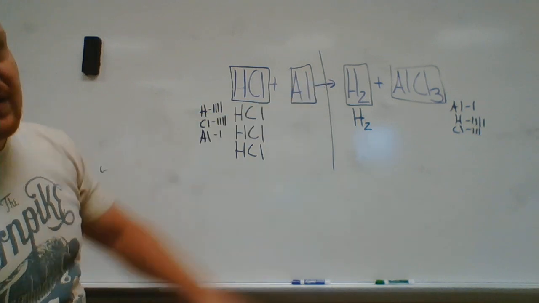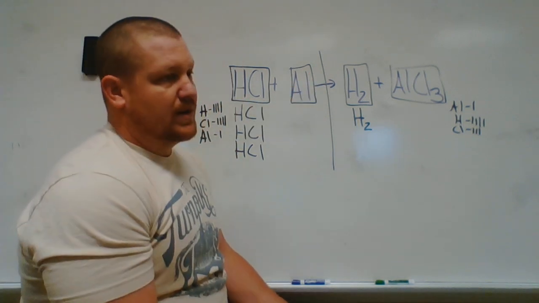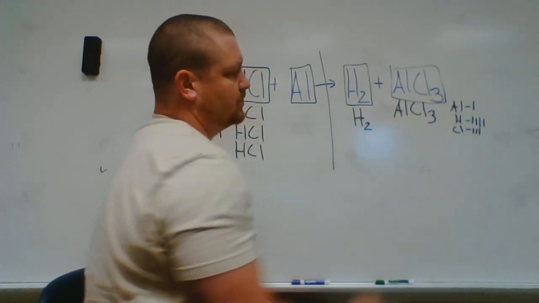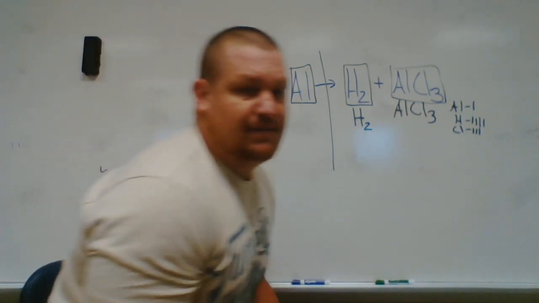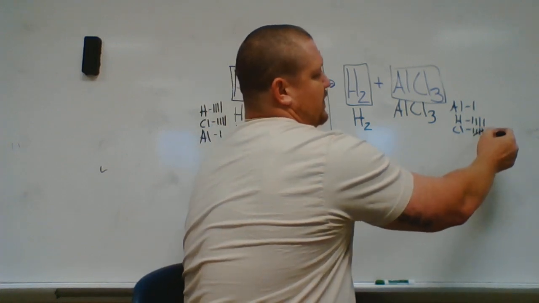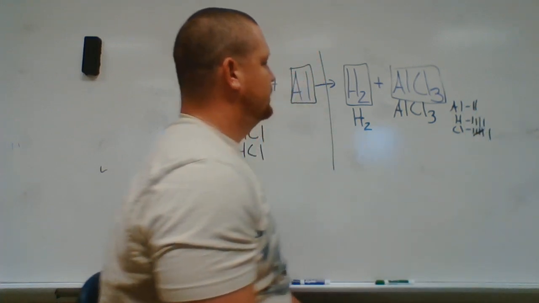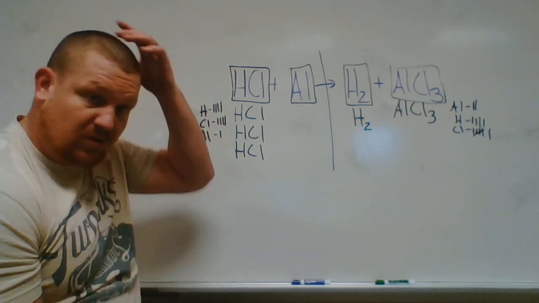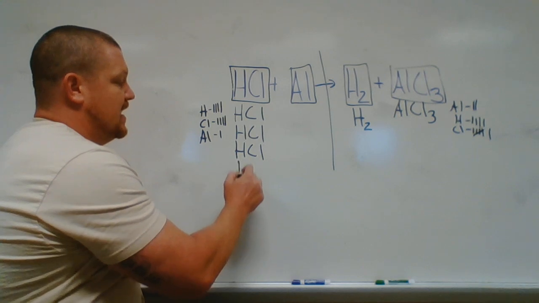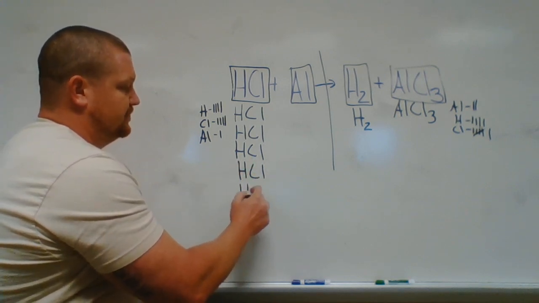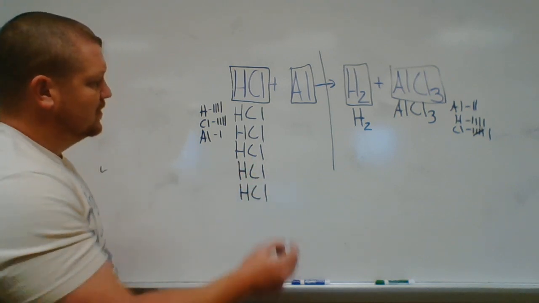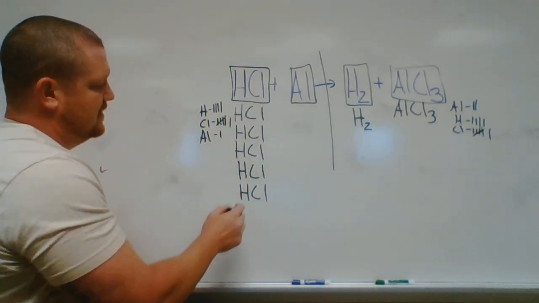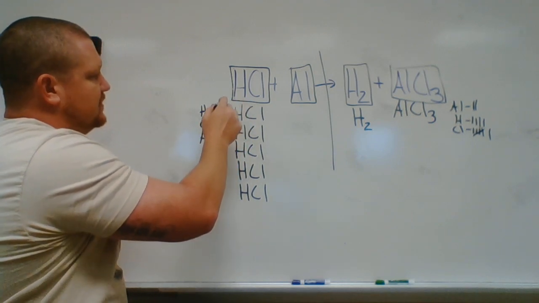So now I need more chlorines in my product side. The only way to get more chlorines is to add another aluminum chloride. So now I have 6 chlorines, 1, 2, 3, 4, 5, 6, and 2 aluminums. That throws my numbers off again. So to get more chlorines to make them balance, I need to add 2 more hydrochloric acids. So I have 1, 2, 3, 4, 5, 6 chlorines. I have 1, 2, 3, 4, 5, 6 hydrogens.